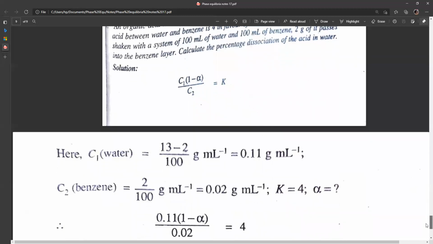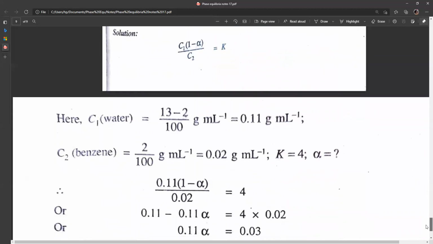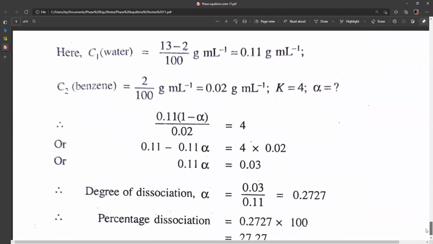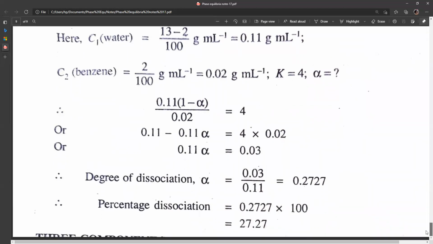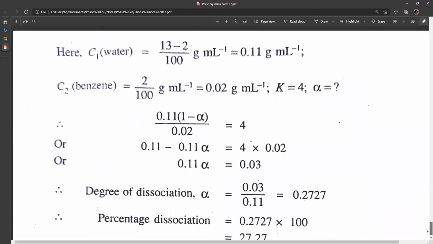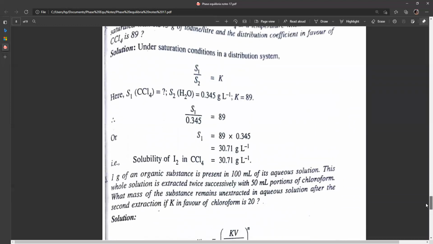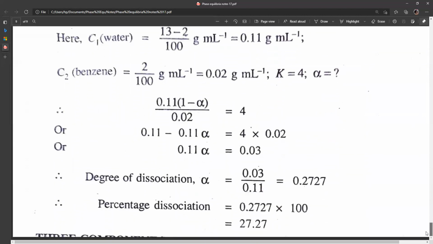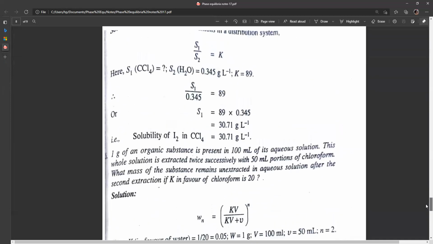And alpha we have to calculate by substituting. We got 0.11 alpha is equal to 0.03. So the degree of dissociation alpha is equal to 0.2727, and the percentage of dissociation that we have to calculate is equal to 27.27 percent. These are all about this chapter, phase equilibria, and the discussion of its problems. Thank you.